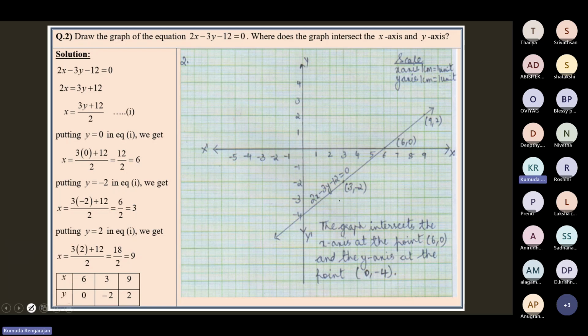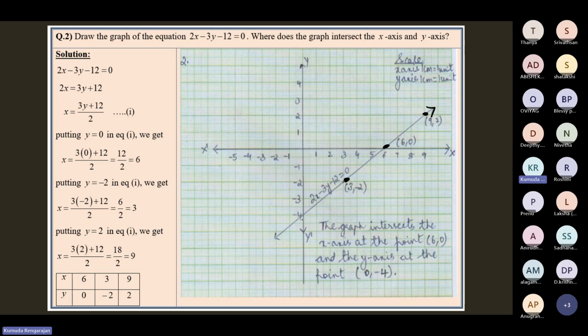Now plot these points: 6, 0; 3, minus 2; 9, 2. You can see that these 3 points are collinear. Connect the points. It's a line. It's not a line segment. When you connect it, what you get is a line.